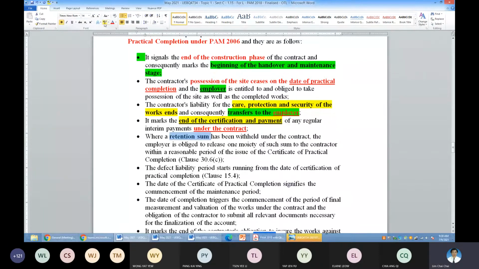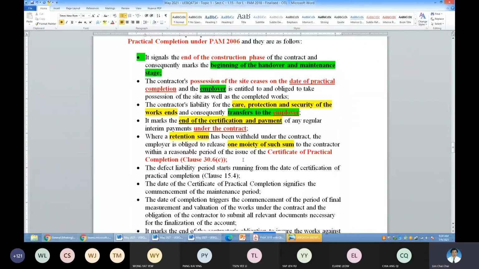Once the CPC is issued, it means the contractor is entitled to 50%, the majority of the retention sum, to be released. So this is the significance of the CPC to the contractor. Okay, so from the date of the CPC, the contractor can raise a claim.